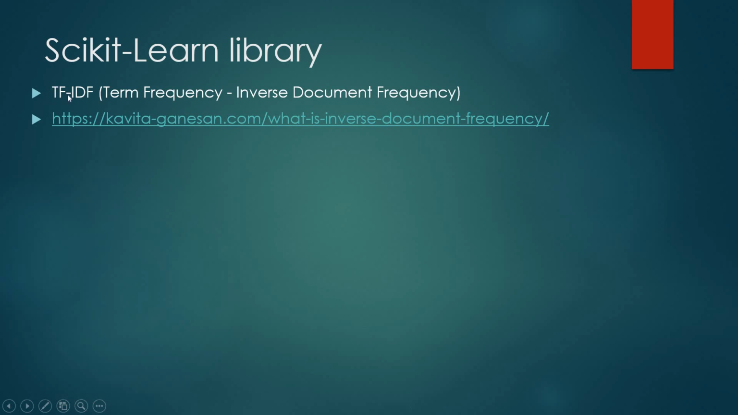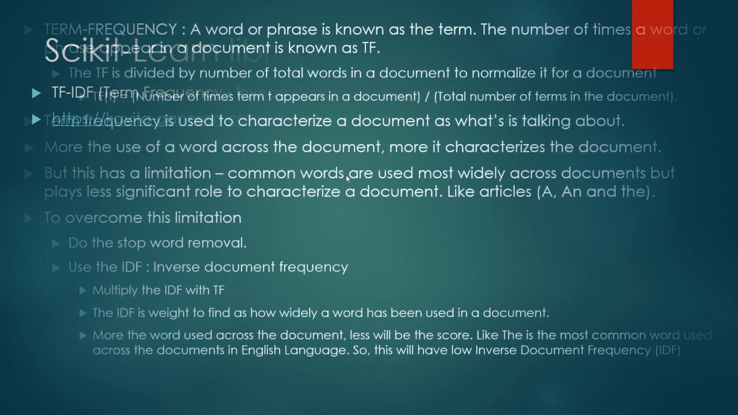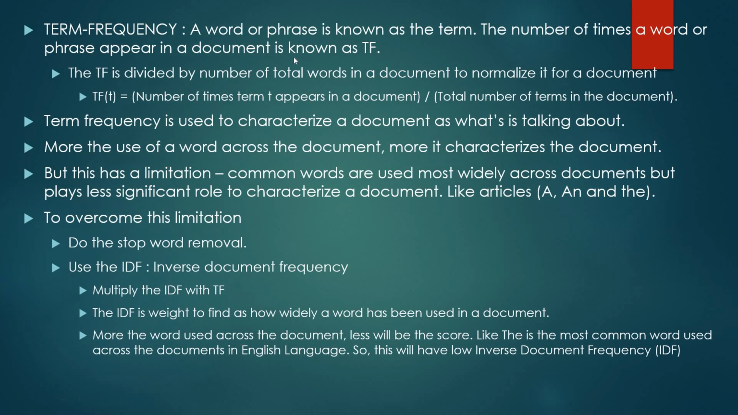In this lecture, I'm going to discuss the term frequency only. In the next lecture, we will discuss the document frequency, then we will understand what is IDF, which is inverse document frequency. So there are three things in this library. One is TF, which is term frequency. The other one is DF, which is document frequency. And the third one is IDF, which is inverse document frequency.